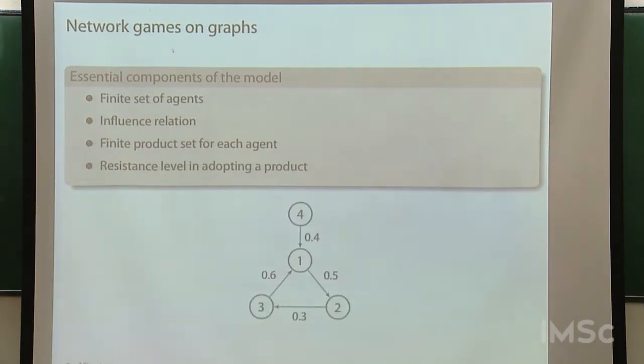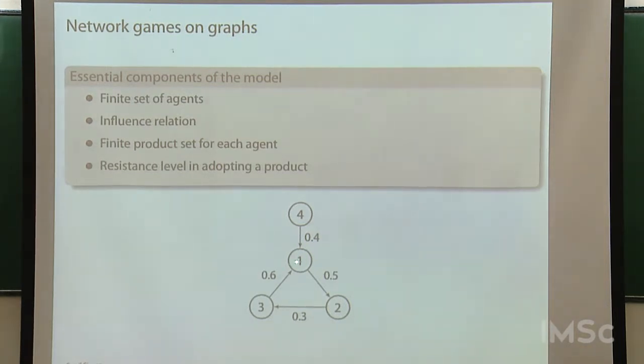Okay, so if these are the essential components that you want to model, then it looks like a natural structure to consider. These are weighted directed graphs, so you can consider a weighted directed graph. The nodes are the agents. The edges, these are directed edges. This captures the influence relation, and there's some kind of a quantitative value here. So these are weighted edges.